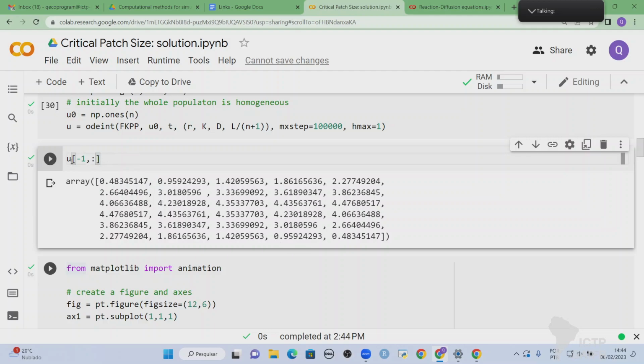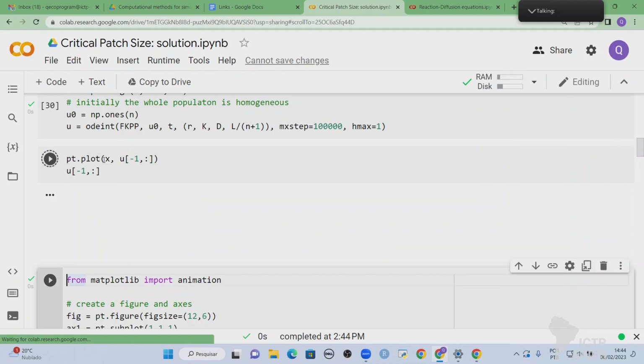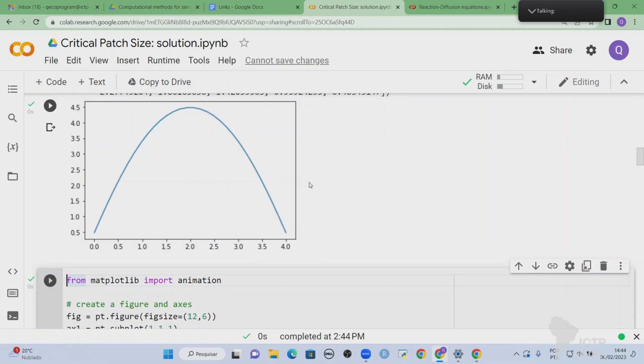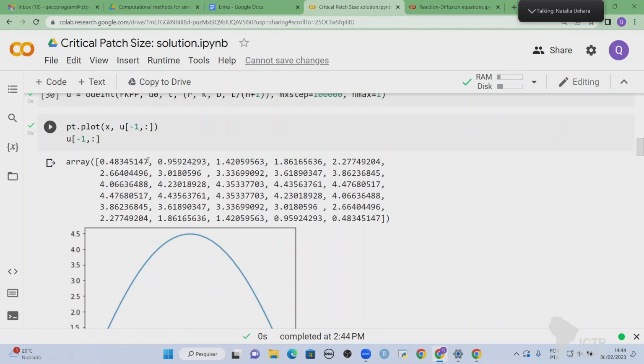Let me also plot this here. Over here, you see? I told you that at the boundaries, the population density should go to 0. But in my solution here, it's not going to 0. The first point and the last point are not 0. So what is going on here?